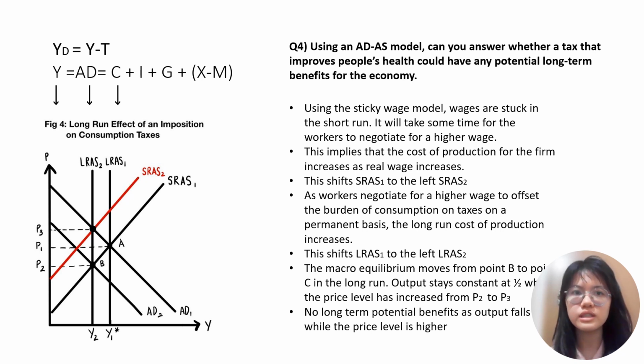The consequence of these shifts is evident in the macro equilibrium. In the long run, our economy moves from point B to C. Output remains constant at half, while the price level increases from P2 to P3. So what does this mean for the potential long-term benefits of health-improving taxes? In conclusion, there are no long-term potential benefits as output falls while the price level is higher.